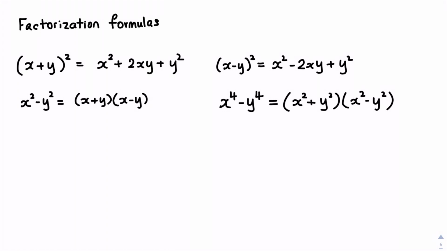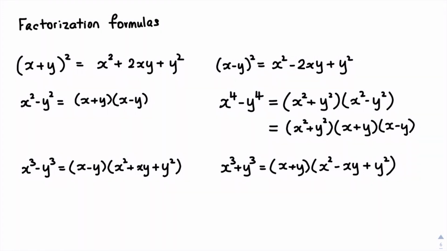x to the power 4 minus y to the power 4 can be factorized to be (x squared plus y squared) times (x squared minus y squared). And furthermore, x squared minus y squared can be factorized again to give you that. And then here are two more formulas that may be useful.